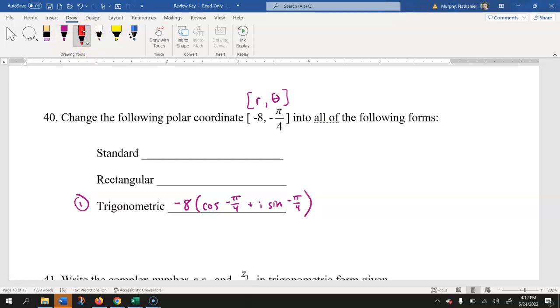The second thing I would do is simplify that and get it into standard form. Because watch what happens. The cosine of -pi/4 is in quadrant 4, where cosine will be square root of 2 over 2 and sine will be negative square root of 2 over 2. So we're going to have -8 times the square root of 2 over 2, then minus square root of 2 over 2 times i. Now if I distribute that through, I'm going to end up dividing by 2 on each of those. We'd end up with -4 square root of 2 minus 4 square root of 2 i. So that's actually our answer in standard form.